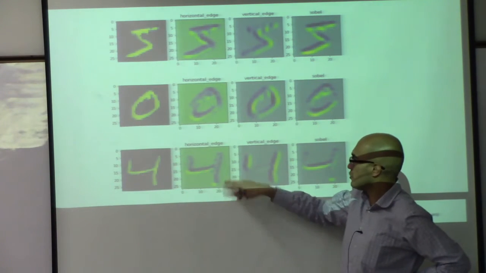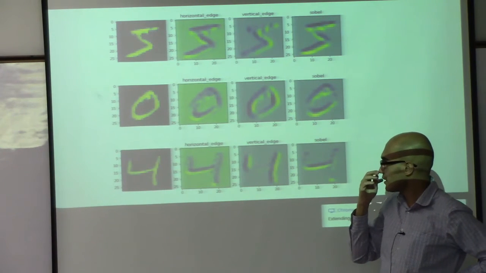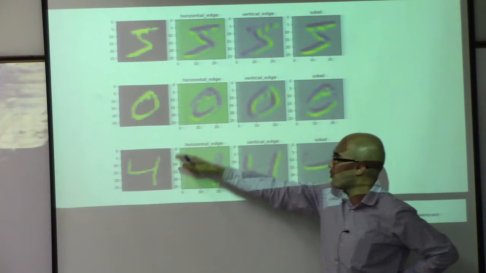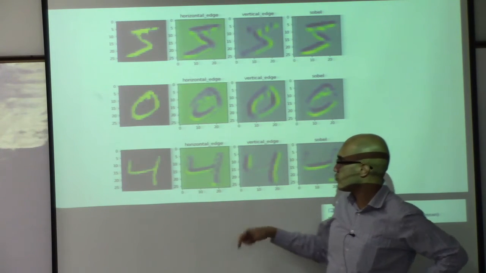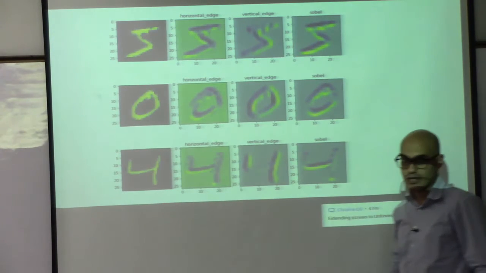And they're not picked up by the horizontal edge detector. And then when you convolve it with the horizontal edge detector, you're going to pick up this part, which is quite horizontal, right?